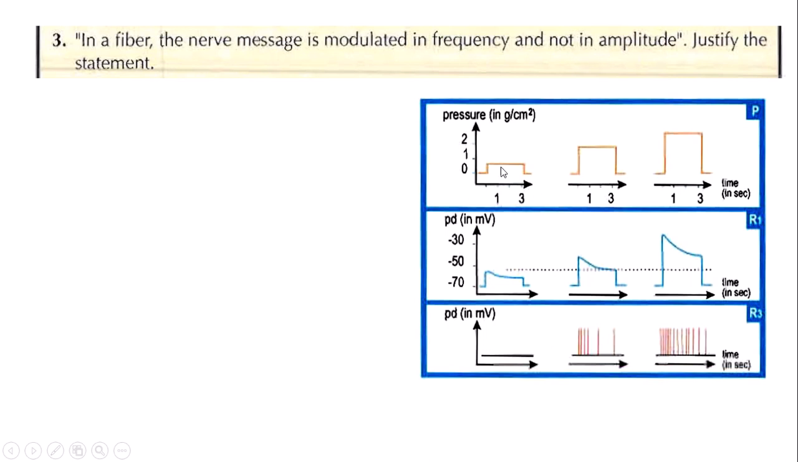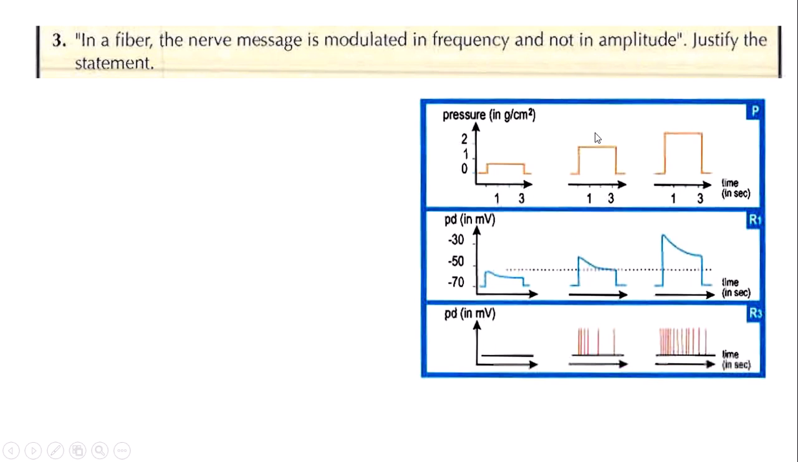Notice with the first pressure, it was too small. The receptor potential did not reach the threshold of depolarization. No action potentials were produced. The second pressure was stronger, so the receptor potential exceeded the threshold and we had 6 action potentials here. And then we increased the pressure even more and we obtained a higher amplitude of receptor potential and therefore more action potentials. So they're asking about modulation in frequency and not amplitude along the fiber. Let's see how we're going to handle this exercise.